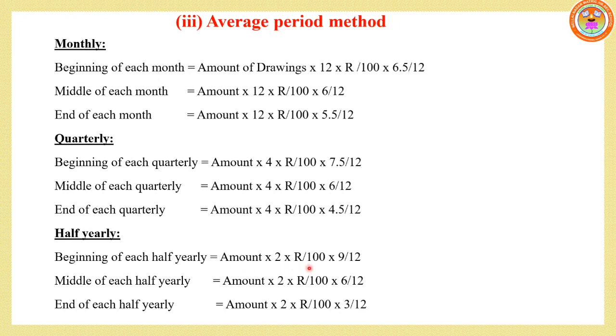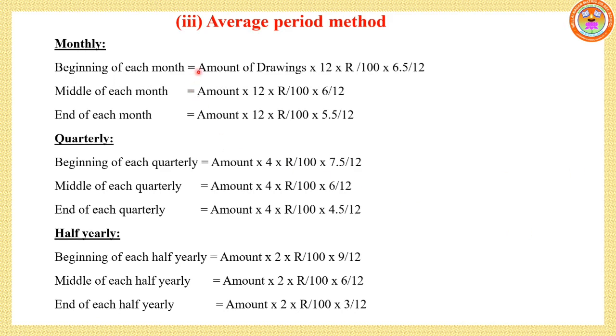Amount into 2 into R by 100 into 9 by 12. This is the average period. If he has withdrawn in the middle of each half year, amount into 2 into R by 100 into 6 by 12. Then at the end of each half year, amount into 2 into R by 100 into 3 by 12. Here we can see the difference between each one is 3: here 0.5 reducing, here 1.5 reducing, here 3. So memorize the formula for finding interest on drawings under the average period method.